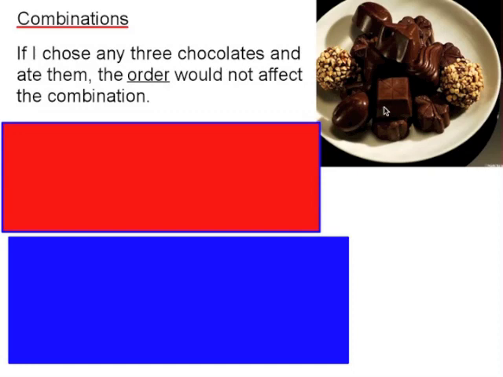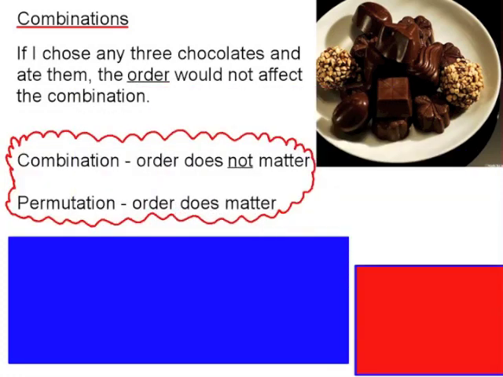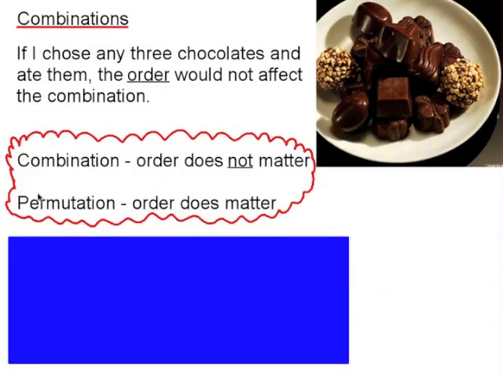Here's my first example. We have some chocolates and I'm going to choose 3 of the chocolates. What I'm interested in is how many different combinations of 3 chocolates could I take. This is in contrast with permutations, where the order does matter. With a combination, the order doesn't matter.